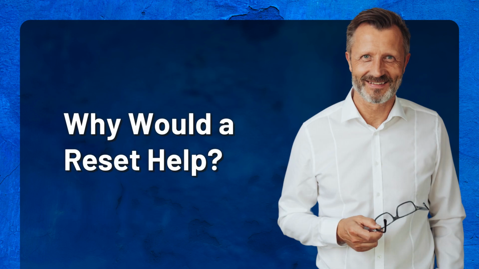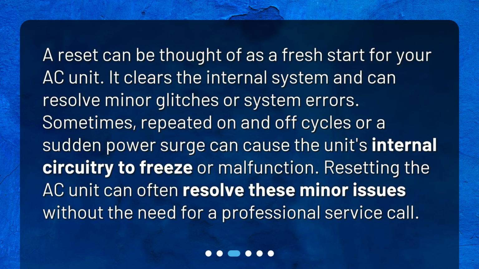Why would a reset help? A reset can be thought of as a fresh start for your AC unit. It clears the internal system and can resolve minor glitches or system errors. Sometimes, repeated on and off cycles or a sudden power surge can cause the unit's internal circuitry to freeze or malfunction. Resetting the AC unit can often resolve these minor issues without the need for a professional service call.